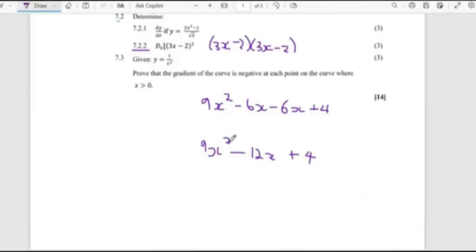Now, let's derive this. So we're going to take this 2 and multiply it with this 9, and it's going to be 18x.